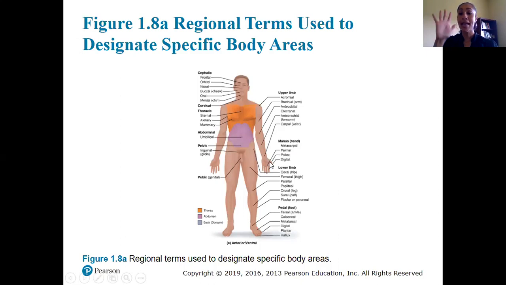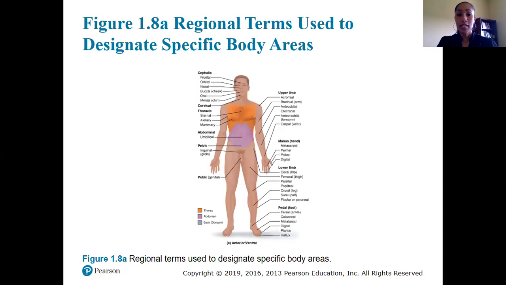And then we get into manus. Manus is the term for the hand collectively. So we get into metacarpal, which is going to represent this middle portion of the hand. Palmar is the palm. Digital are your actual fingers.